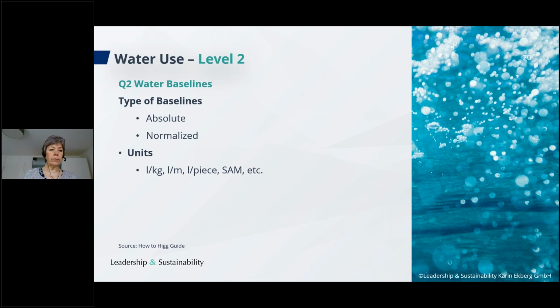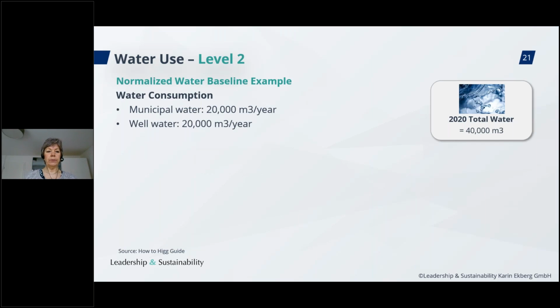And I want to give you an example here. So let us say that we have two sources of water. We have municipal water and we have well water, and each of them is 20,000 cubic meter per year. So in total, in 2020 in this case, we have consumed 40,000 cubic meter.